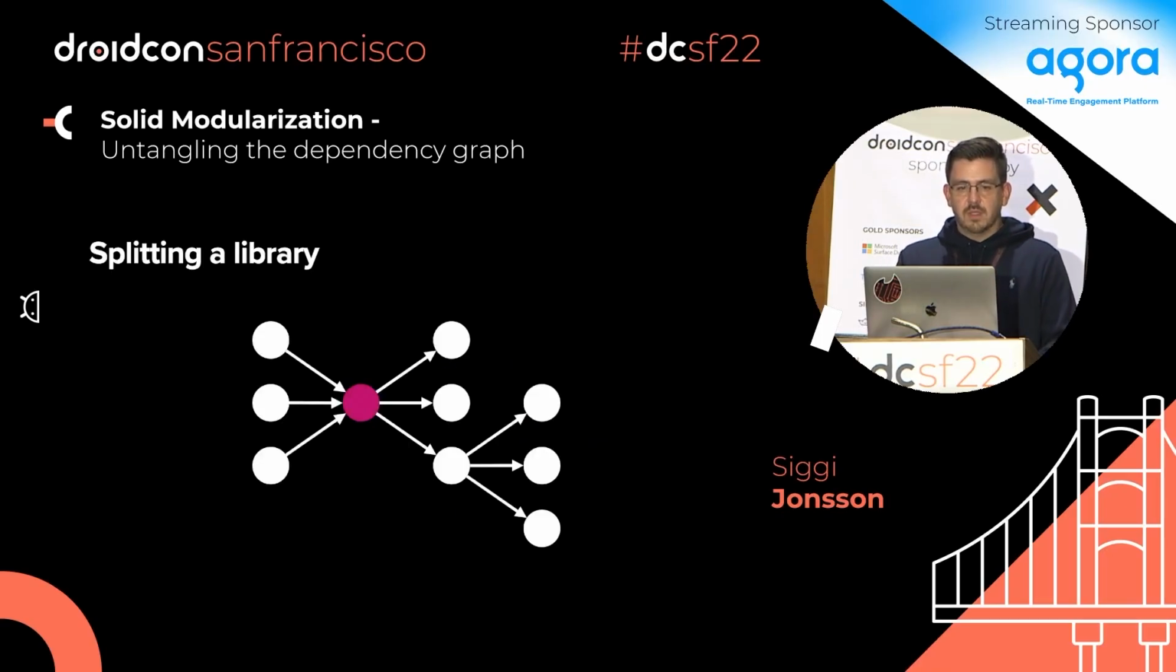So to understand why splitting a library, which may sound counterproductive to optimizing your build graph, since maybe you'd want to reduce the number of modules, let's take a look at the impact of splitting a module like core data here. So what happens if we split the pink module there, representing core data, into two modules?